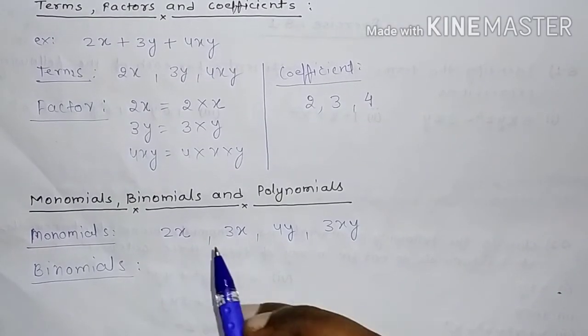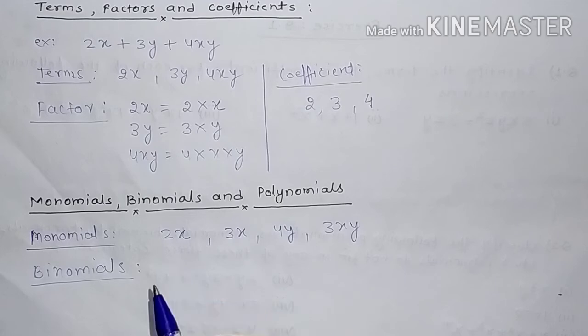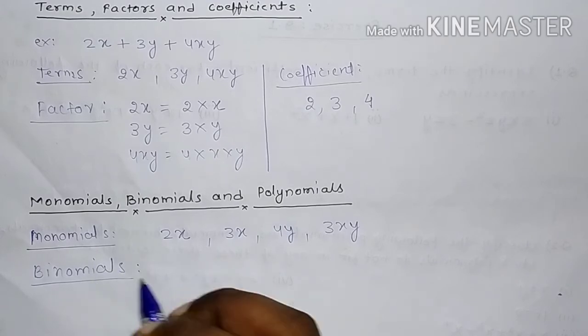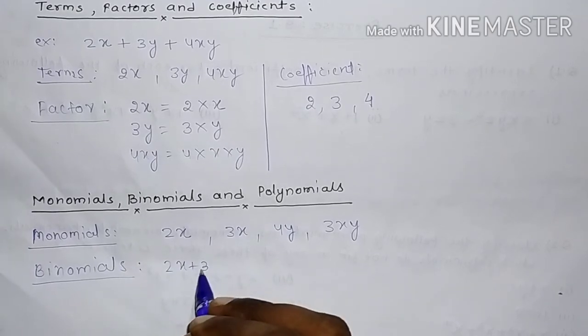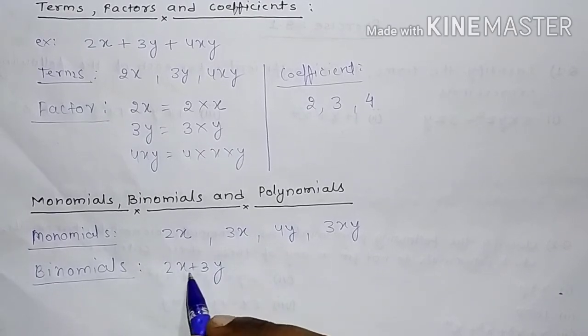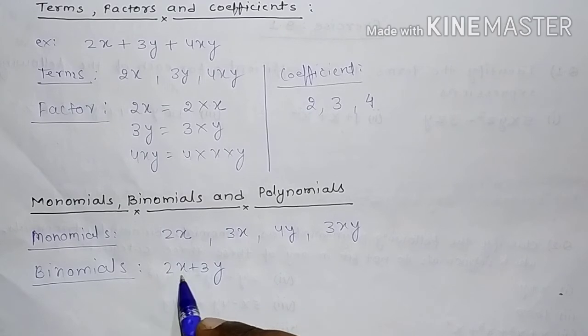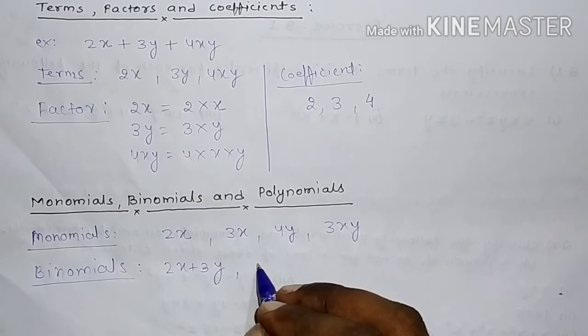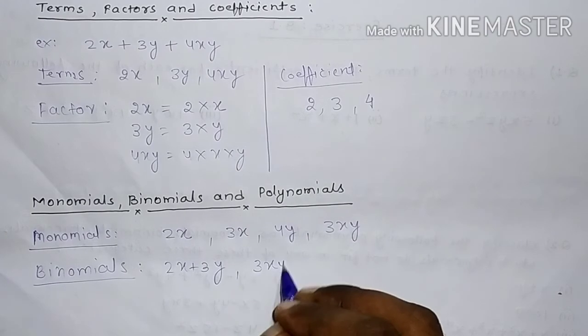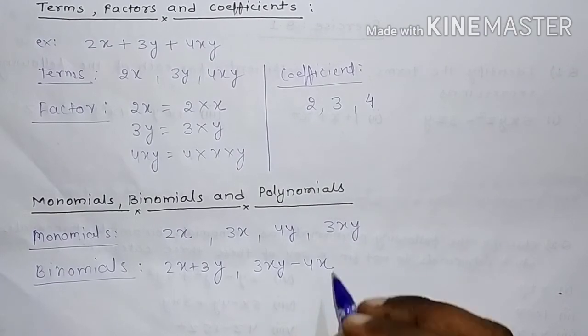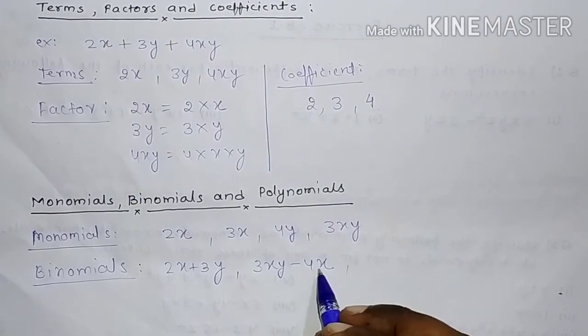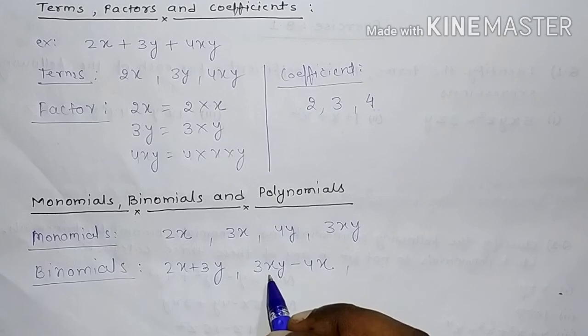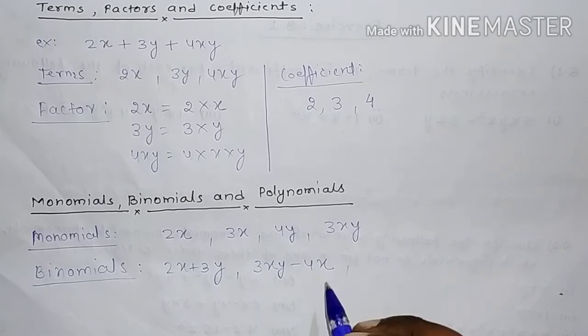The algebraic expression which consists of only two terms is known as binomial, like 2x plus 3y. This is an algebraic expression having two terms. 2x is the first term and 3y is the second term. Similarly, 3xy minus 4x is also a binomial because it consists of two terms: first term 3xy, second term minus 4x.